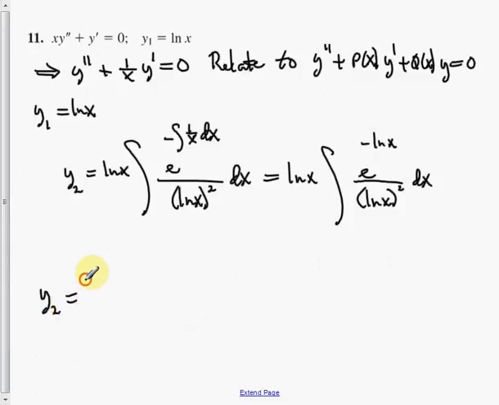So y sub 2 is the natural log of x times the integral. This e to the natural log of x to the negative 1 is basically just 1 over x, all over the natural log of x squared dx. You saw how we got 1 over x, right?